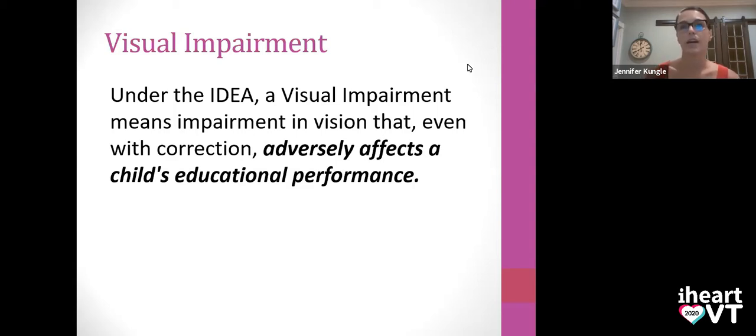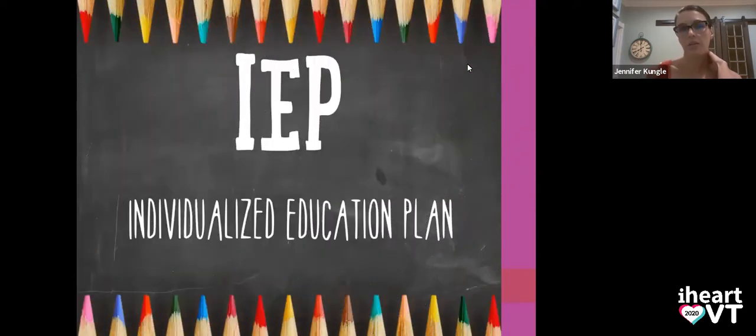However, the testing itself has to show that the visual condition, or any of the other categories, adversely affects the child's educational performance. So it's not simply that I have this disability. It has to be affecting them with their schooling in order to qualify for services. So if they do qualify, then what is created is what's called an IEP, an Individualized Education Plan.